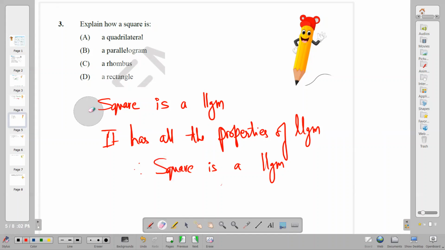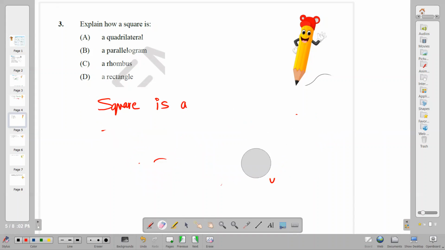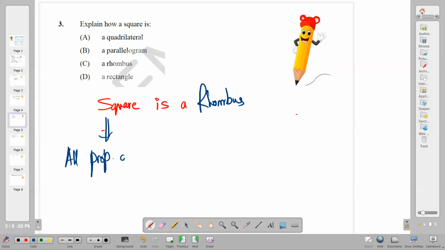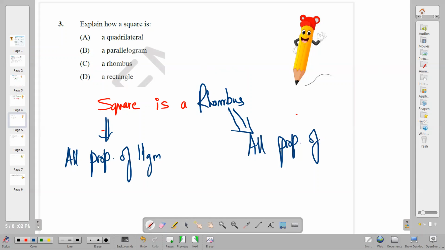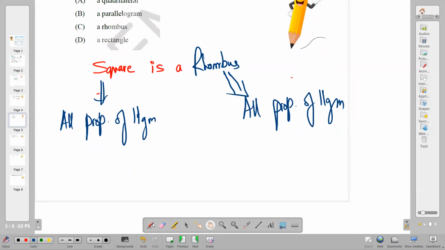Third one, rhombus. Square is a rhombus. How can you say square is a rhombus? चलो करेंगे हम. देखो मैं ऐसा लिख सकती हूँ. Square has all the properties of parallelogram. Same way rhombus भी सारी satisfy करता है all properties of parallelogram. दोनों parallelogram है तो I can say that square is a rhombus. As they both satisfy the properties of parallelogram from 1 and 2, I can say square is a rhombus. Very simple.